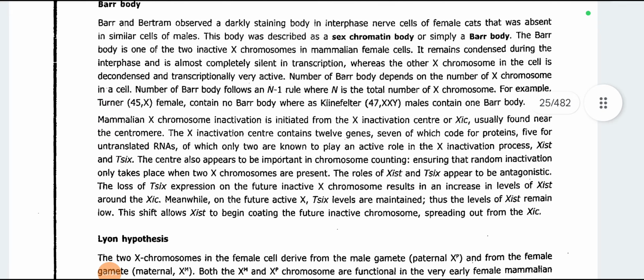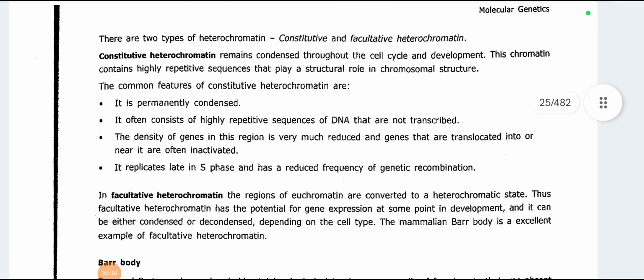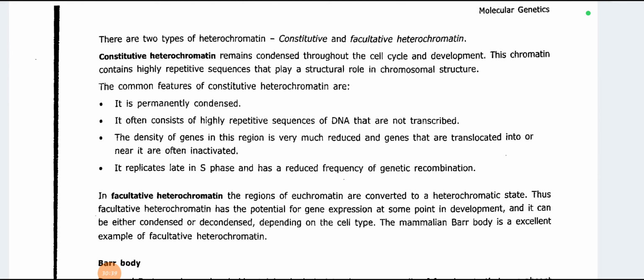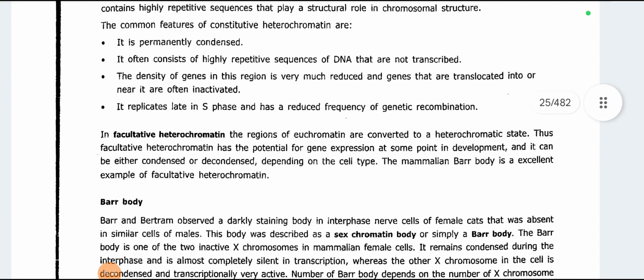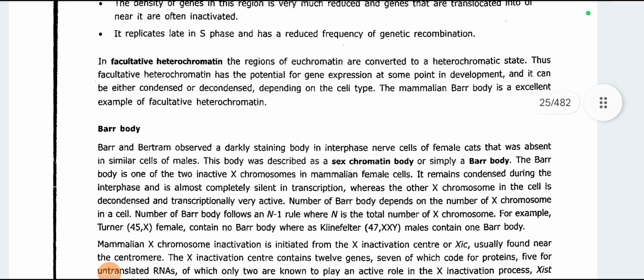There are two types of heterochromatin. One is constitutive, another is facultative. Constitutive heterochromatin is where condensation remains throughout the cell cycle and development, which contains highly repetitive sequences and plays a role in chromosomal structure. So it is permanently condensed and contains highly repetitive sequences that are not transcribed. Gene density is very much reduced, and genes that are translocated into or near it are often inactivated. It replicates in S phase and has a reduced frequency of genetic recombination.